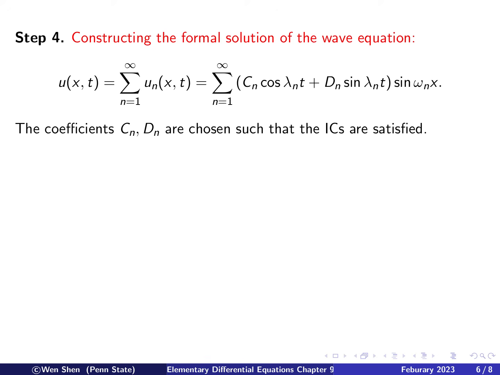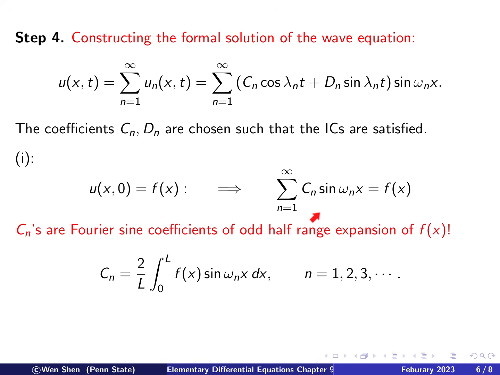But then we recall that there are two initial conditions for the wave equation which we have not used, and we will use them to determine those two coefficients. Let's look at the first condition, that u(x,0) is f(x). Putting in t equals 0 in the solution, we know sine of 0 is 0 and cosine of 0 is 1, so this term becomes just c_n. So I have the summation over c_n times sine omega_n x equal to f of x.